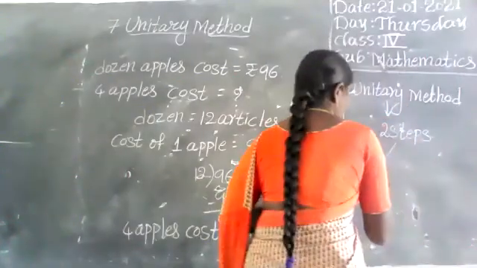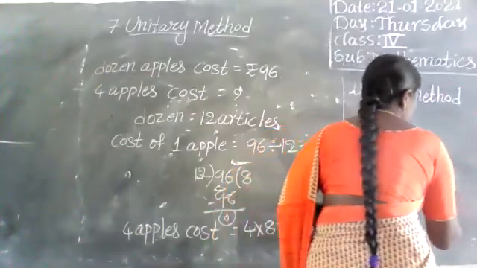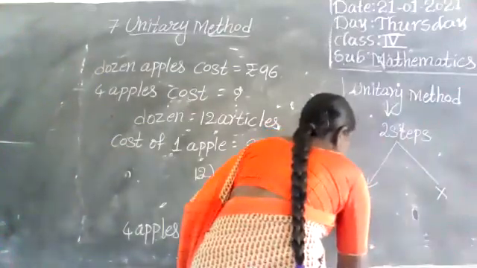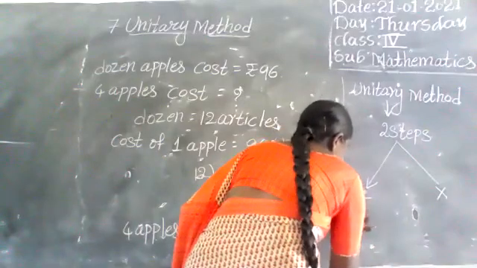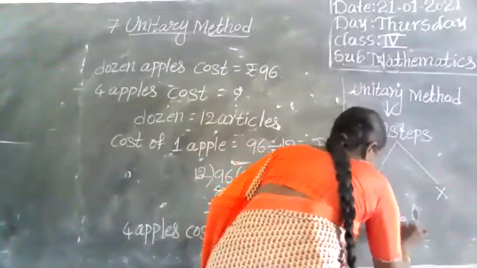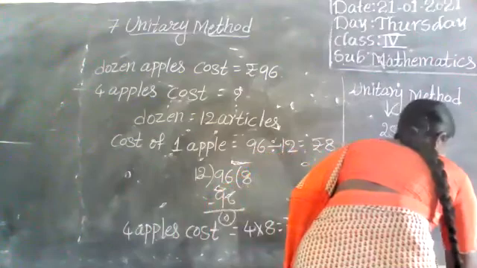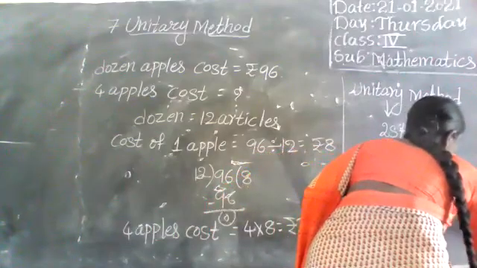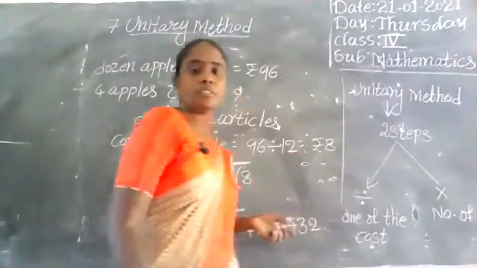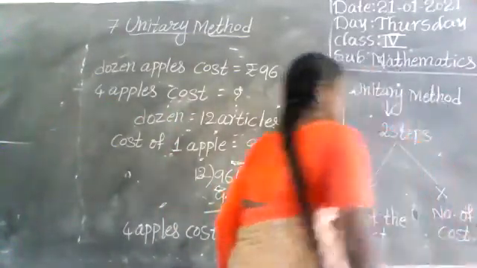First one is division. Next, second one is multiplying. First one of the cost. Next, number of cost.